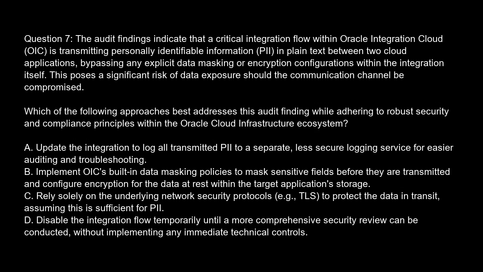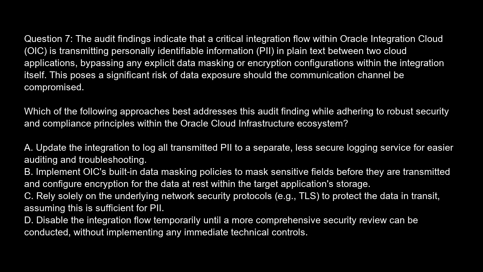Question 7. The audit findings indicate that a critical integration flow within Oracle Integration Cloud, OIC, is transmitting personally identifiable information, PII, in plain text between two cloud applications, bypassing any explicit data masking or encryption configurations within the integration itself. This poses a significant risk of data exposure should the communication channel be compromised. Which of the following approaches best addresses this audit finding while adhering to robust security and compliance principles within the Oracle Cloud Infrastructure ecosystem?